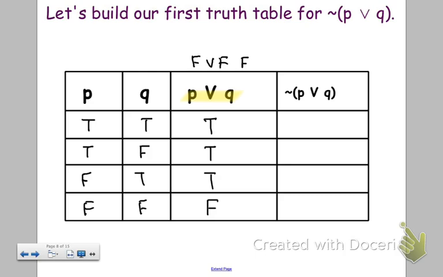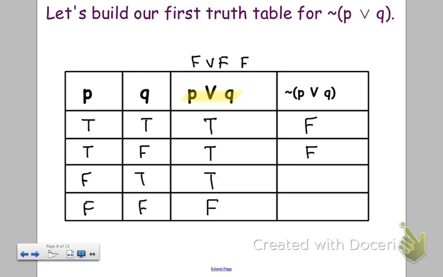Okay. Now I need to negate each of those in order to come up with my final statement of negate the quantity P or Q. So my fourth column is labeled negate P or Q. If P or Q is true, when I negate it, my first row will become false. My second row of P or Q is true, so when I negate it, it will also become false.